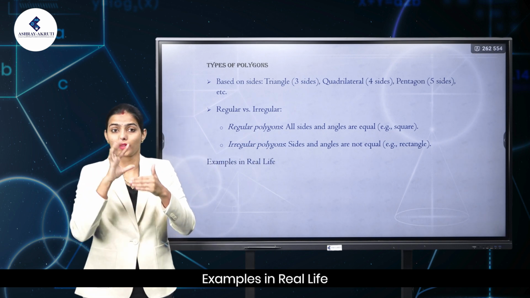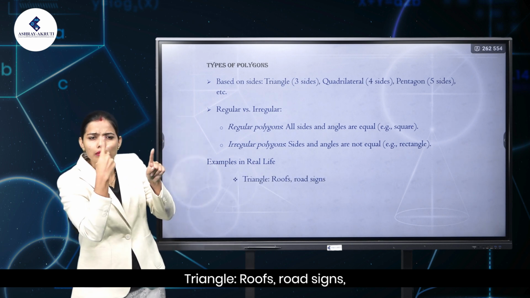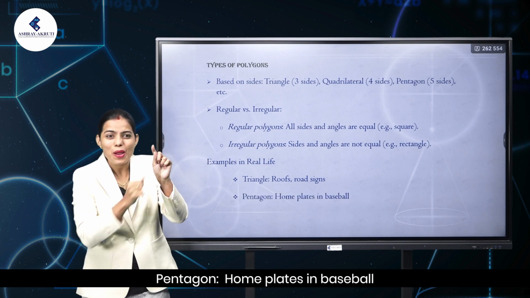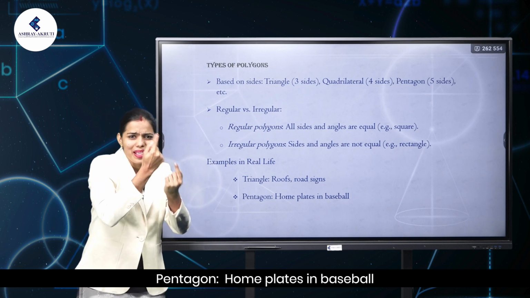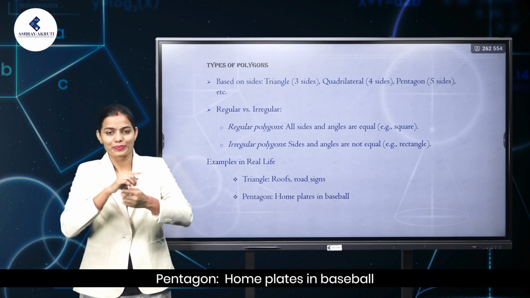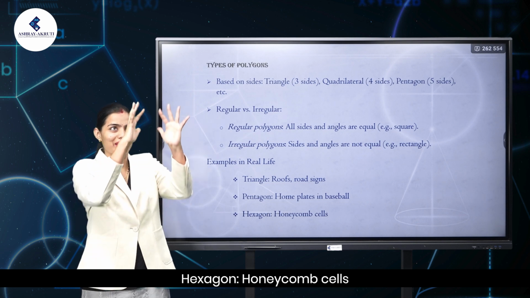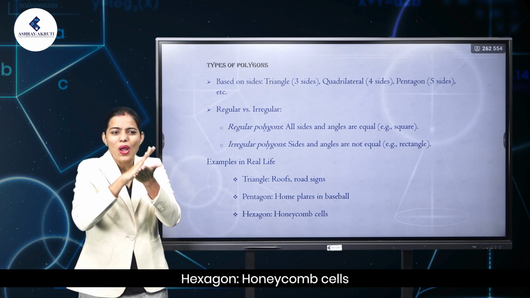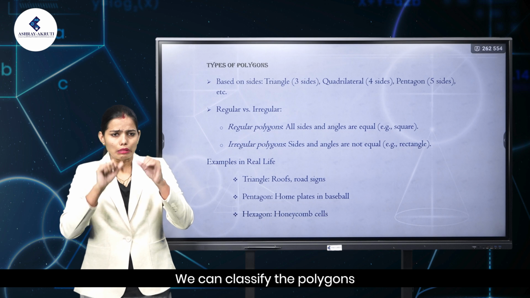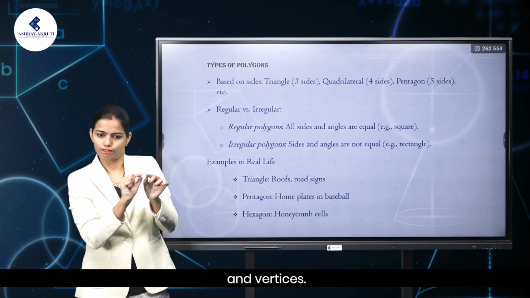Examples in real life. Triangle, roofs, road signs. Pentagon, home plates in baseball. Hexagon, honeycomb cells. We can classify the polygons on the basis of their sides and vertices.